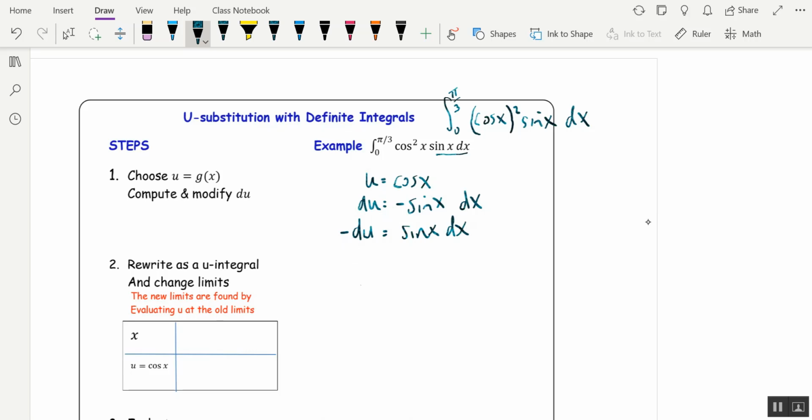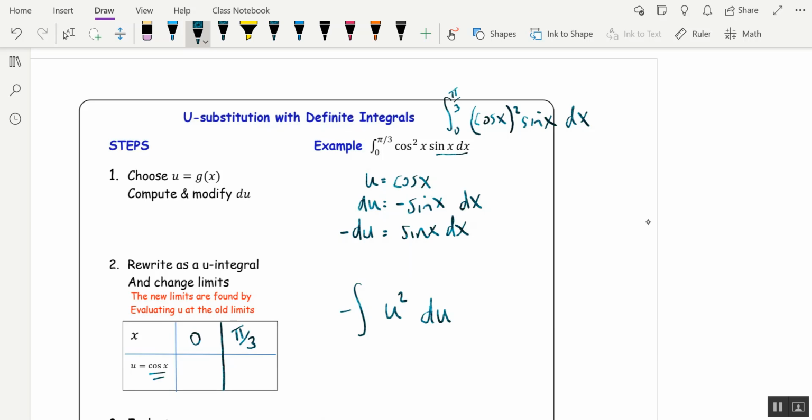So my integral will be, I'm going to put the negative out front and a du, and then I look to see what's left, and I see that a u squared is left. To get my new limits, I evaluate u at the old limits. So you can make a box for your new limits, but you don't have to do that. My old limits are 0 and pi over 3. And to get my new limits, I evaluate cosine x, that's u, at the old limits.